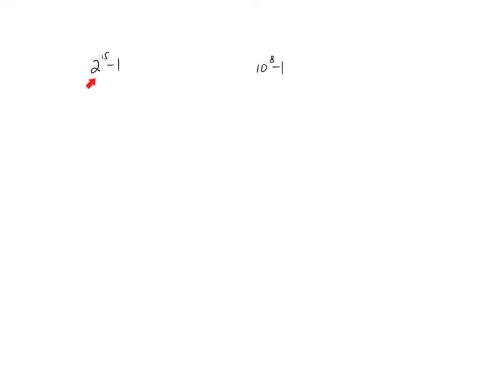I would like to show you how I factor these two. Now, what I would like to take advantage of is the a cubed minus b cubed identity. It is equal to a minus b times a squared plus ab plus b squared. So in here, this will be 2 to the power 5 cubed minus 1 cubed.